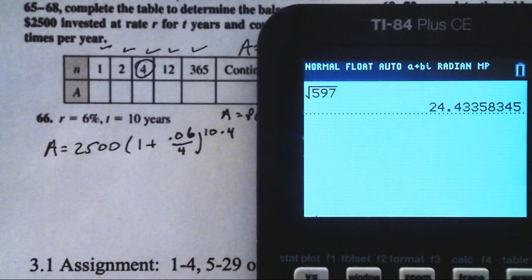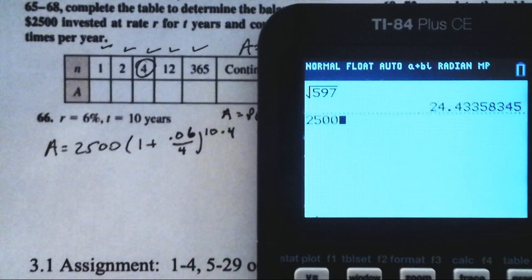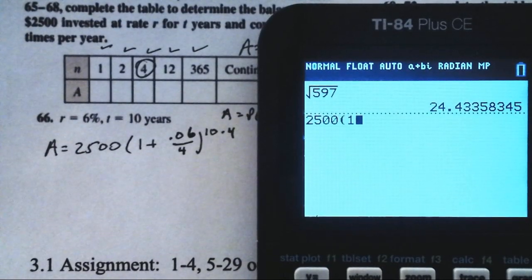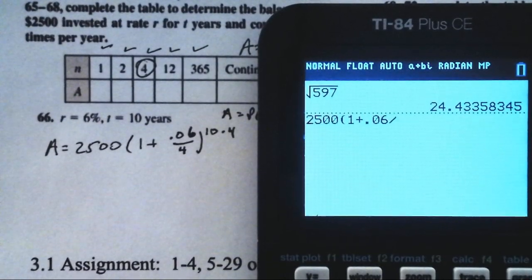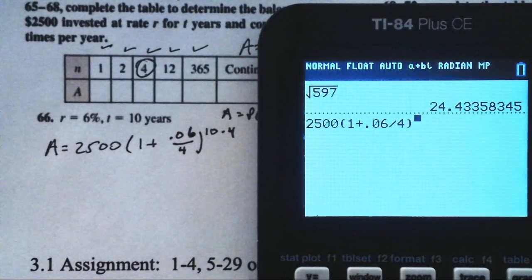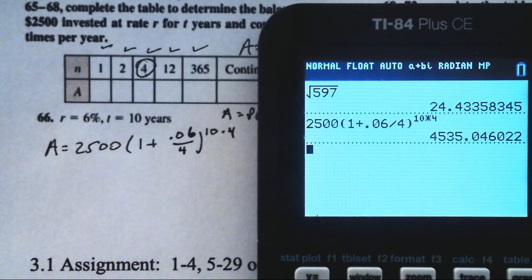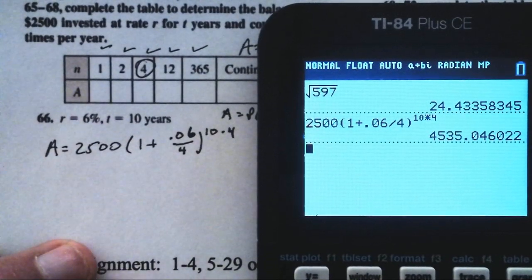Let's go quit. Let's just go 2,500 times 1 plus 0.06 divided by 4, raised to the 10 times 4, and we end up with $4,435.05.